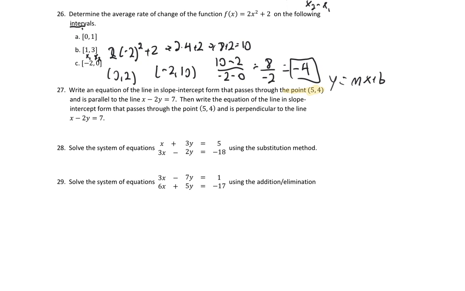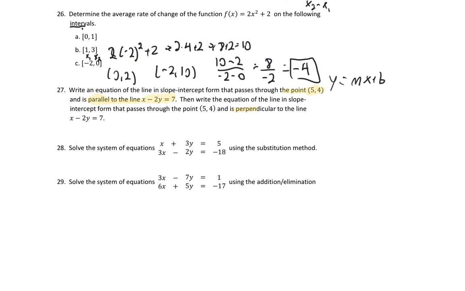Okay, I think there's a typo. Right here it says parallel, but right here it says perpendicular. Okay, no, sorry. I misread that. So first we need to find an equation in slope-intercept form of a line that passes through 5, 4 and is parallel to the line x minus 2y is 7.